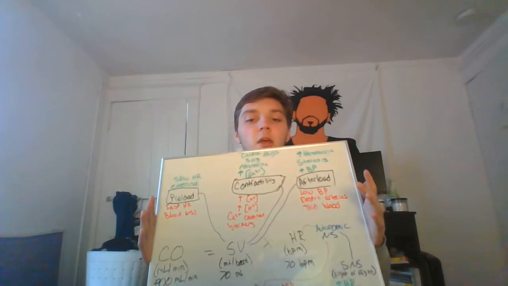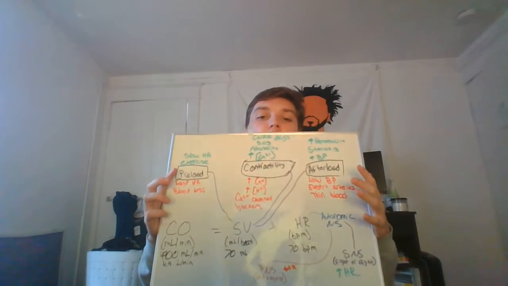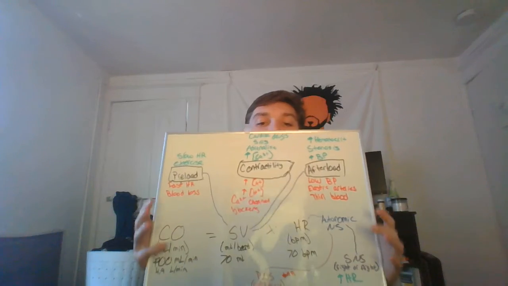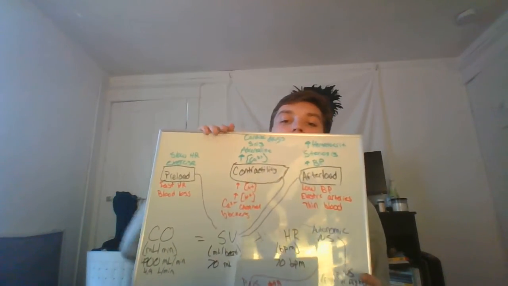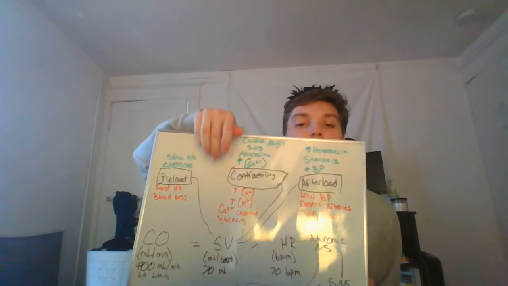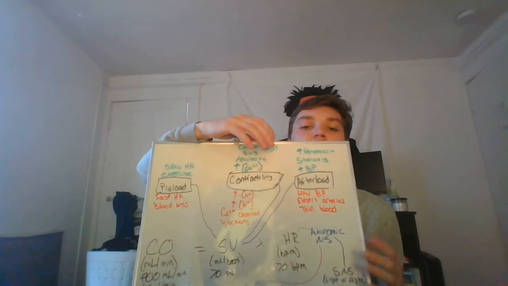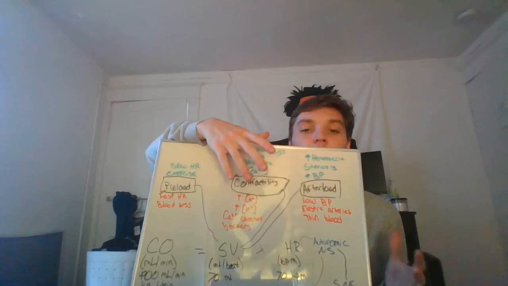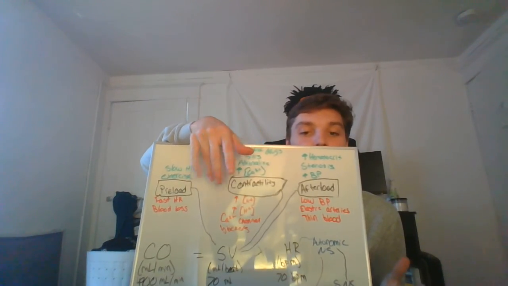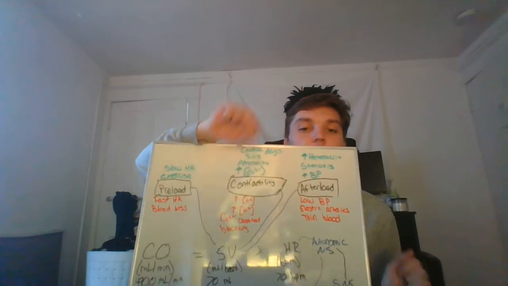So just to recap, your cardiac output is affected by your stroke volume times your heart rate. Your stroke volume is influenced by your preload, contractility, and afterload, and your heart rate is influenced by your autonomic nervous system. And these two play together. They influence each other, but directly, this is how it works.